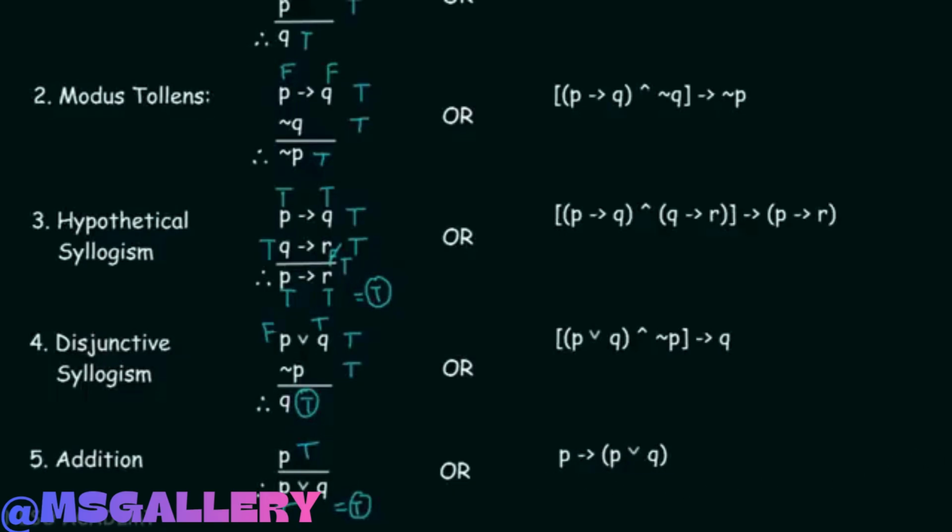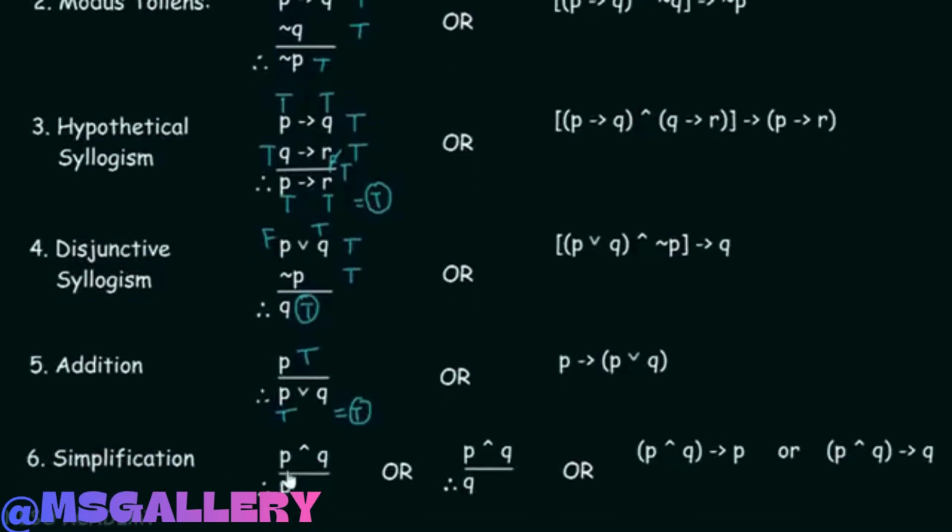Let's consider the sixth rule, that is simplification rule. P and Q, therefore P, or P and Q, therefore Q. Or we can write these arguments as P and Q implies P, or P and Q implies Q, right? Now, why are these arguments valid? As P and Q is true, this can be true only when P is true and Q is true. Therefore, we can say that both P is true and Q is also true, and hence both the conclusions are correct. Hence, we can say that these arguments are valid arguments, right?